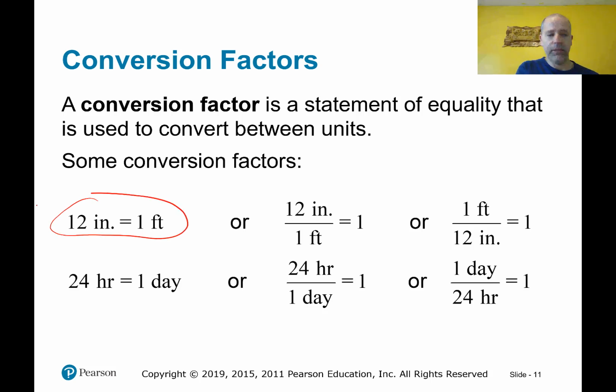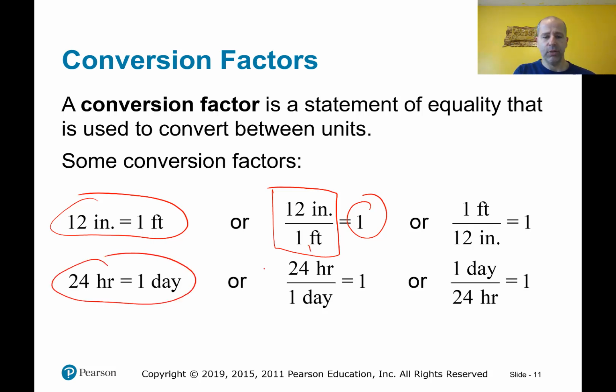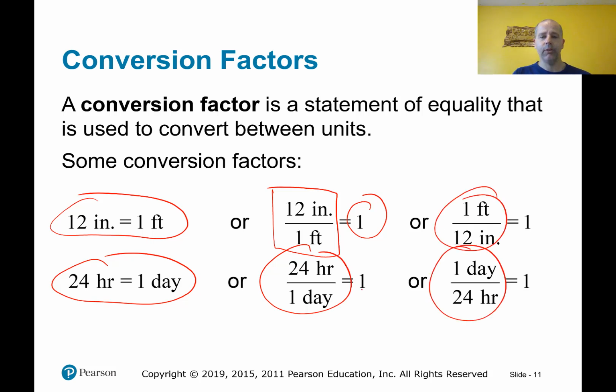So 12 inches equals 1 foot is a conversion factor, and we can write it as a fraction, right? Because what we're saying is 12 inches is the same as 1 foot. So this is the same as 1. Basically not the number 1, but it equals 1 in the sense that they're the same. Like again, 24 hours is equal to 1 day, so you can write it this way, or like I said, you can flip it and it's the same thing. Okay, so these are called unit factors.